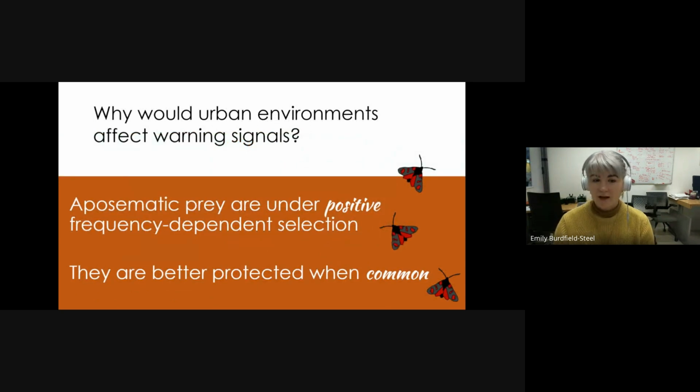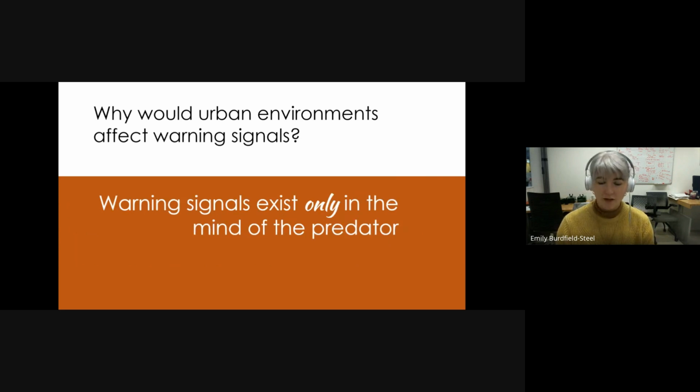And I'm very interested in how the urban environment might affect these warning signals. So why, you might ask, do we expect that the urban environment is going to affect these warning signals? Well, one key component of aposematic signaling is that aposematic prey are expected to be under positive frequency dependent selection, because in order for predators to avoid these signals, they need to be familiar with them. And in many predator cases, that actually means they have to learn them. Sometimes there's innate avoidance of certain colors, but often this still needs to be backed up with learning. And the more you encounter the defended prey or unprofitable prey carrying this signal, the more you will learn. So the more common you are, the better you are protected.